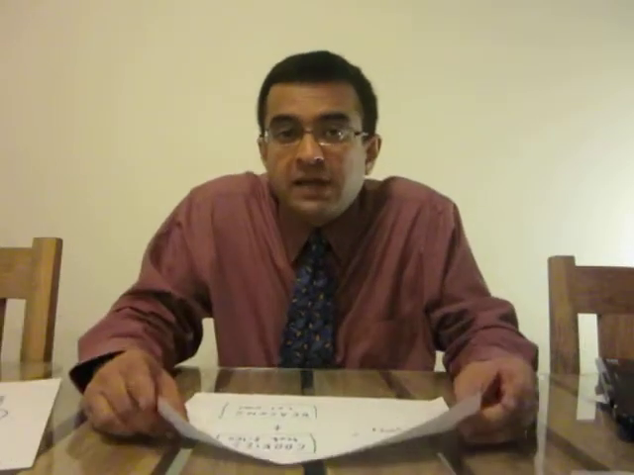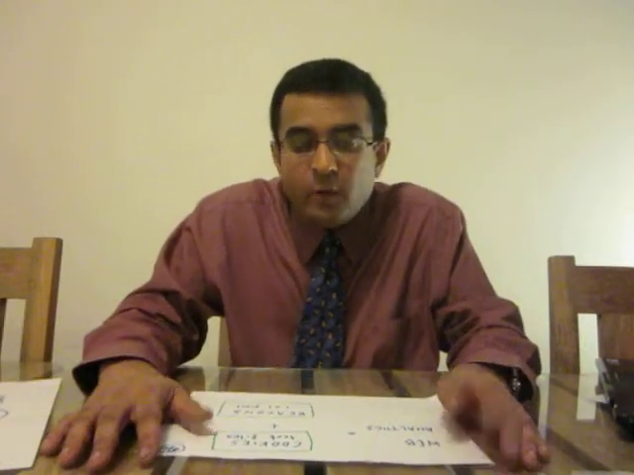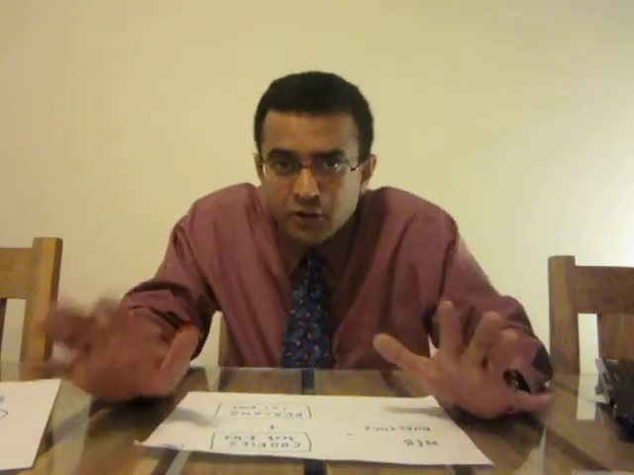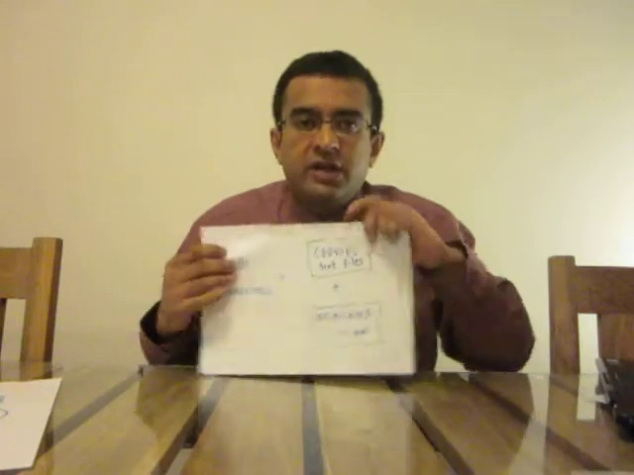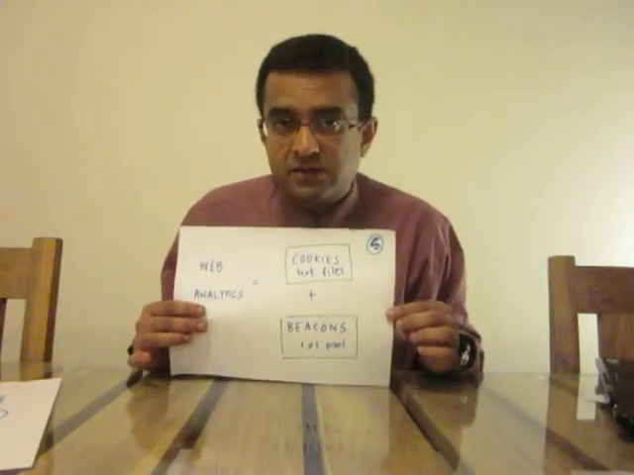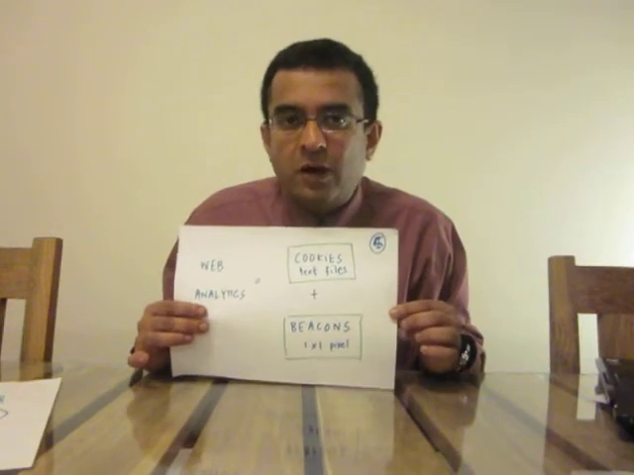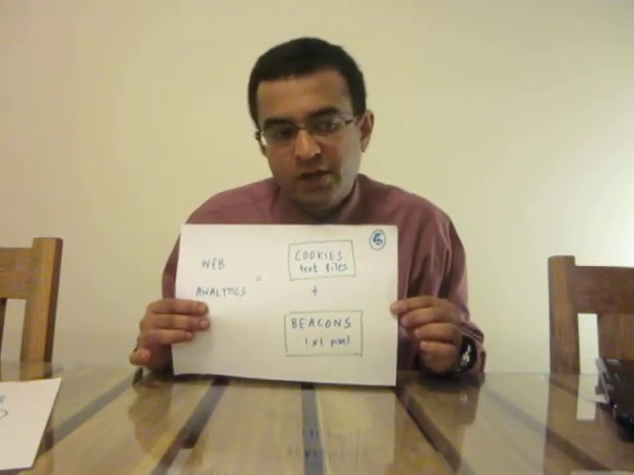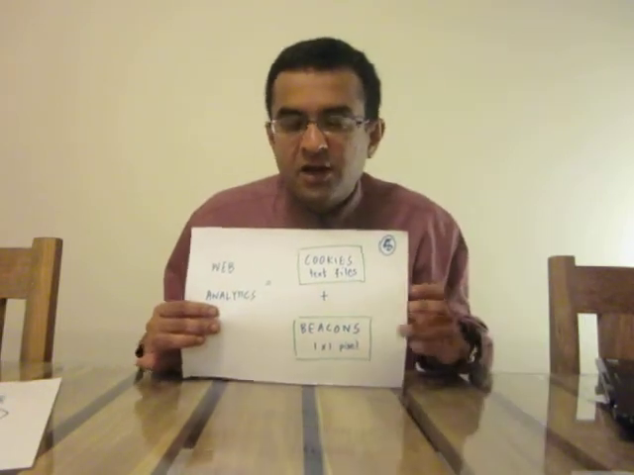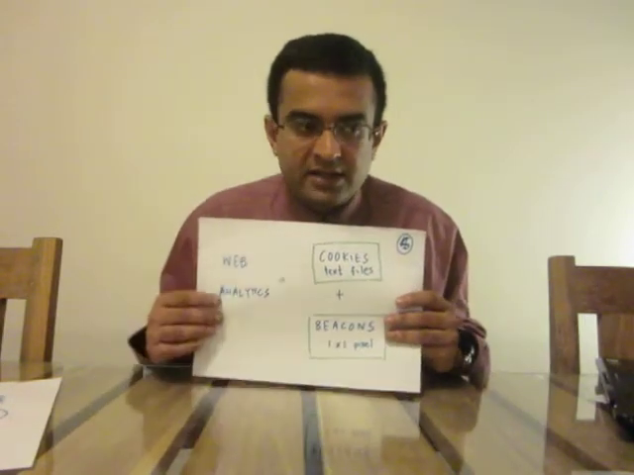Finally, I'm going to speak about web analytics. And web analytics at its core is very simple. There are two aspects. There are cookies, which are text files, and there are beacons, which are one-by-one images. Okay? So cookies plus beacons are responsible for web analytics. And let me tell you how it works very simply.